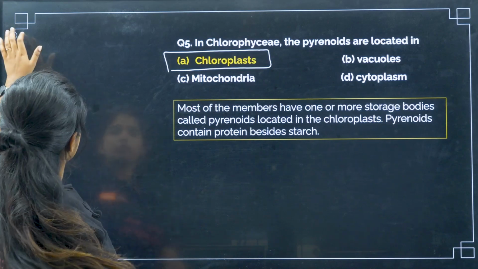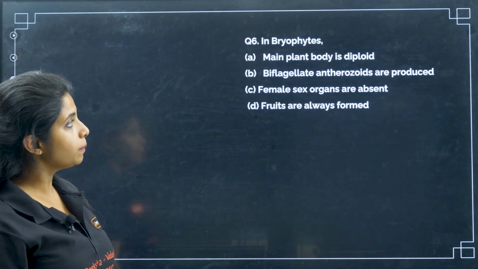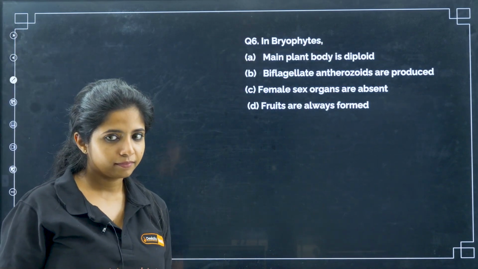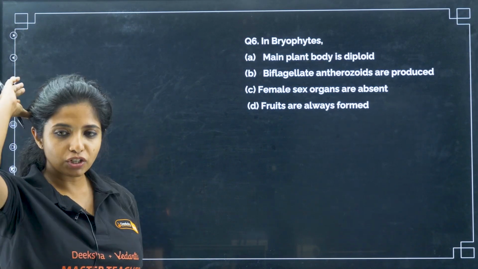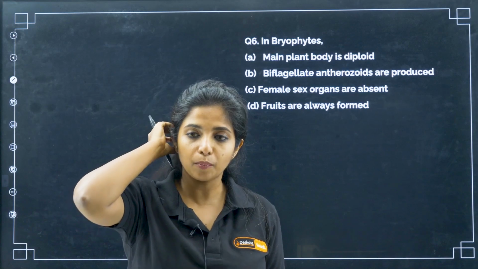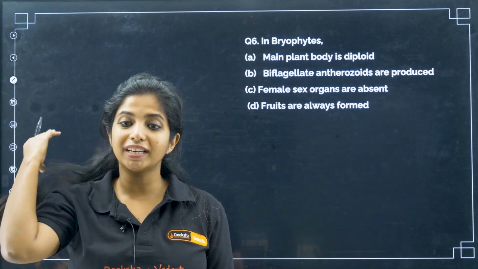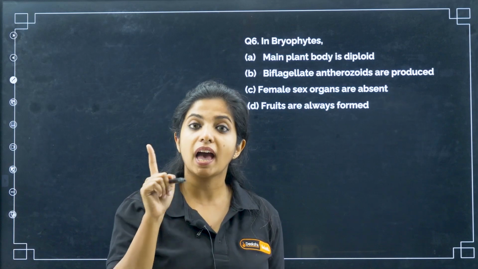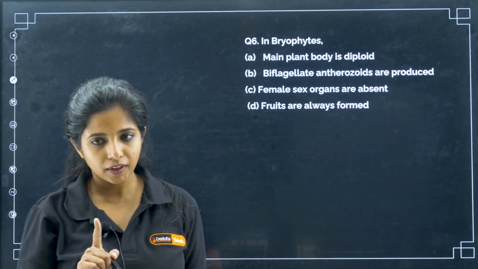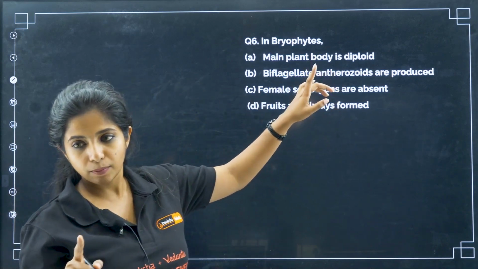Works? Works. Next question. In bryophytes, main plant body is diploid. Is it? Biflagellate antherozoids are produced. First of all, in bryophytes, the main body is not diploid, it is haploid. Always remember that. It is a haploid gametophyte body that they have. So the main plant body is not diploid, it is haploid.